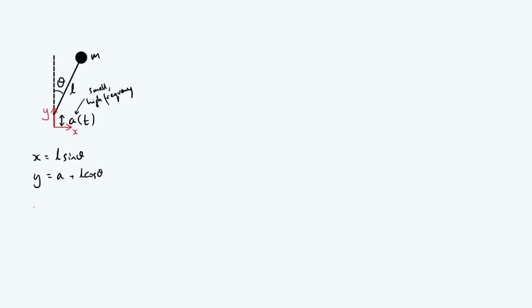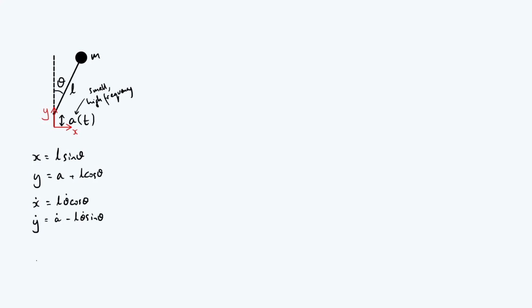Then we want the time derivatives of those as well. I'm just going to use a dot to represent a time derivative. So x dot is going to be L theta dot cos theta. You need that theta dot because you're differentiating with respect to time, not with respect to theta, and so you've got to use the chain rule. For y dot, you have to remember that A is not a constant, right? It's the function that describes the vibration of the pivot. So I'm just going to leave it as A dot, time derivative. Then you're going to get minus L theta dot sine theta.